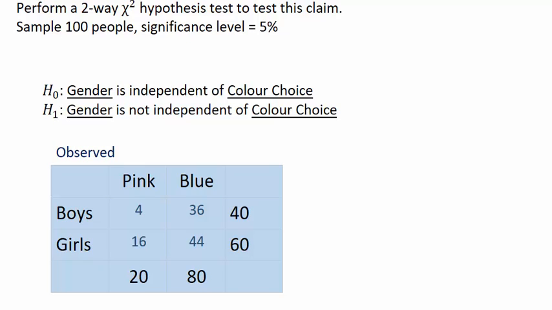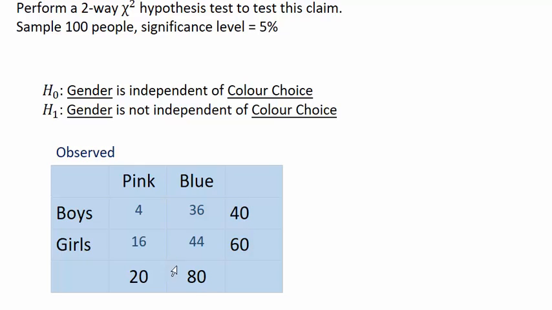So we go and ask 100 people whether they like pink or blue. And let's have a look at the data. First of all, notice that in the real world, we're never going to be able to get exactly the same number of boys and girls in our survey. And anyway, that might not be the right thing to do. In our population, there might be more girls than boys. So this is what we have done. We've got 60 girls and 40 boys.